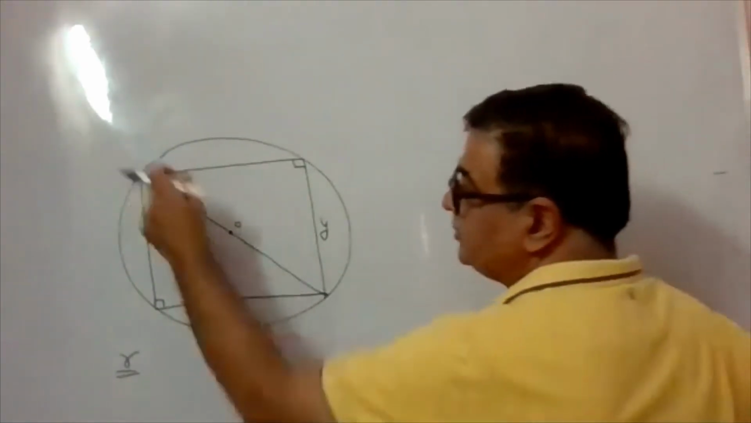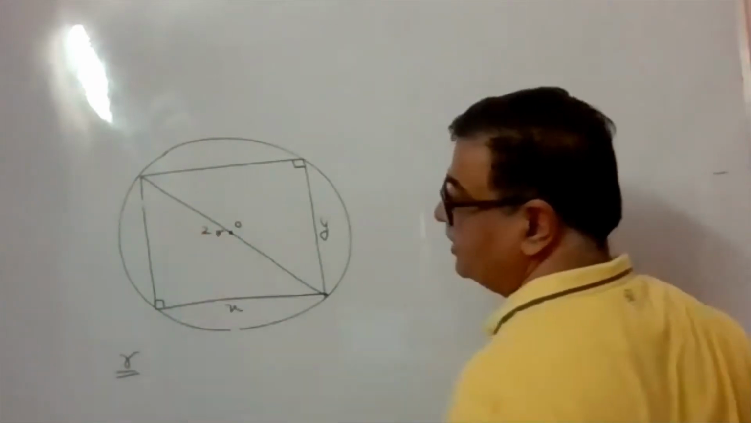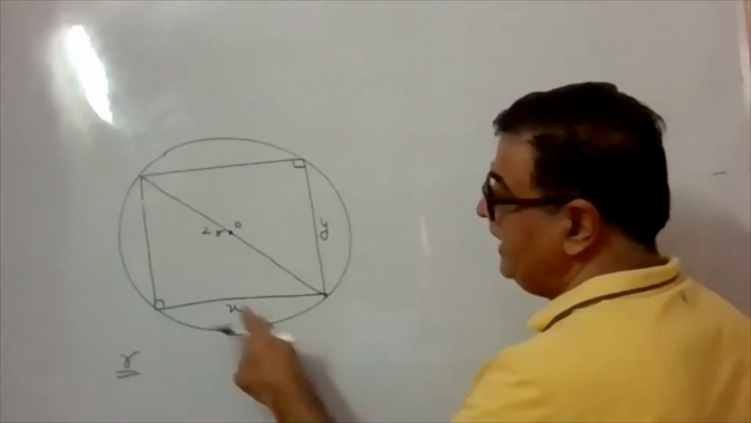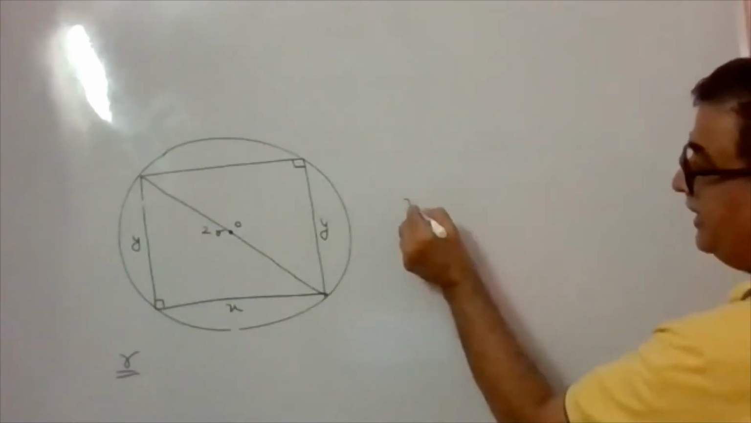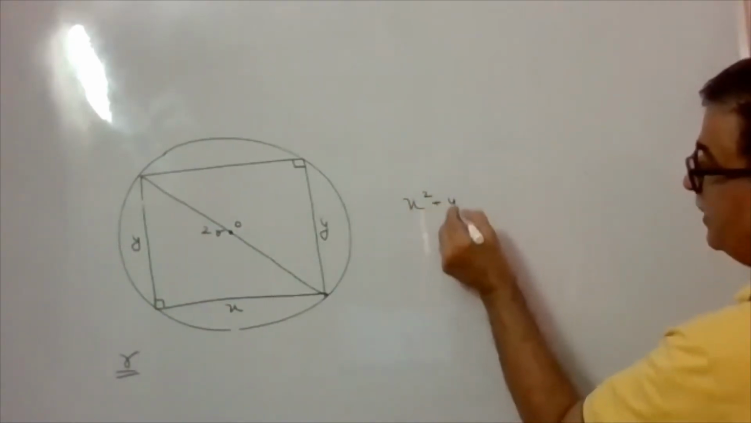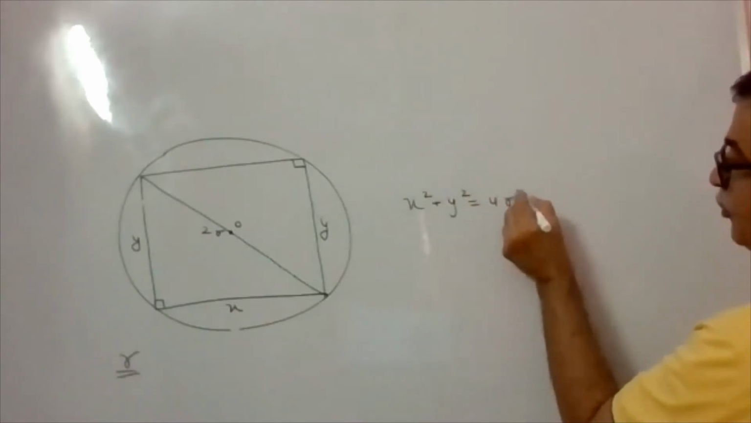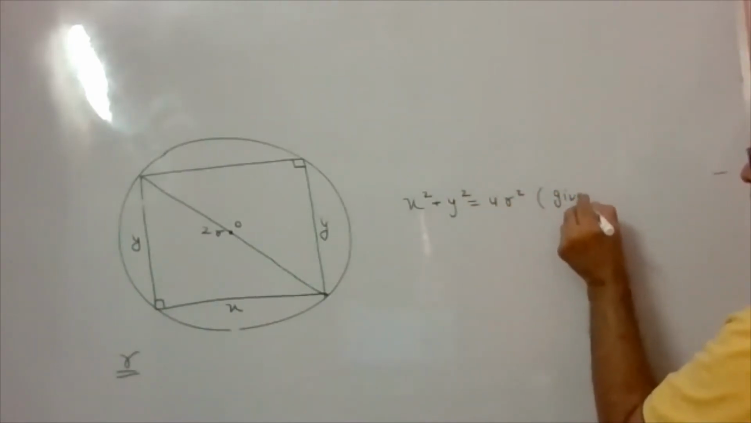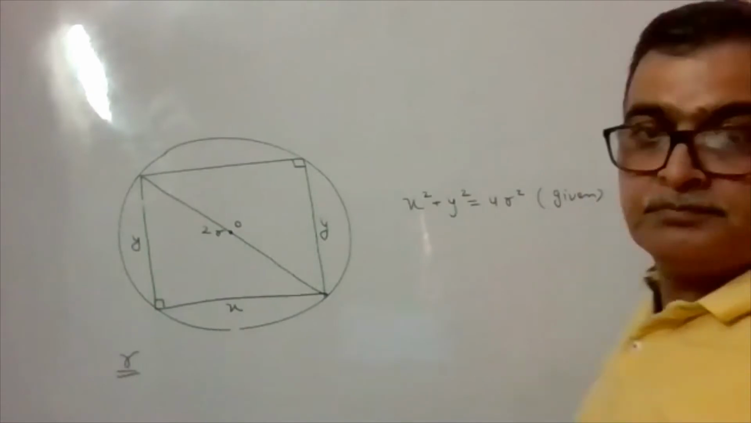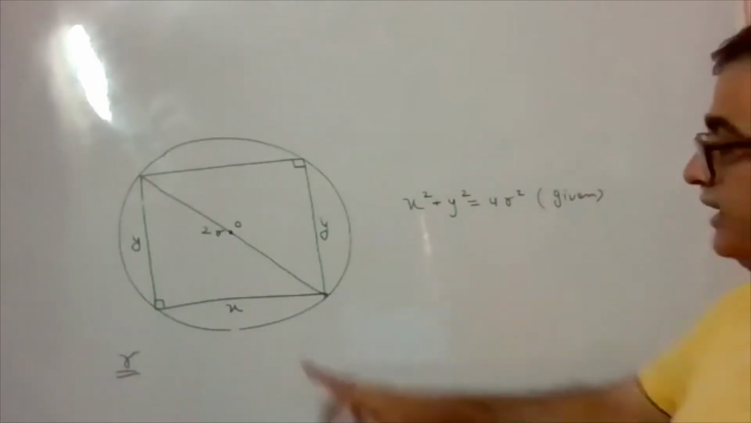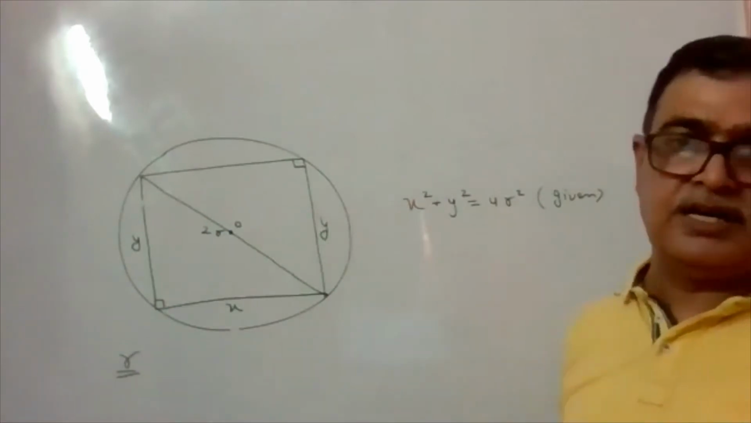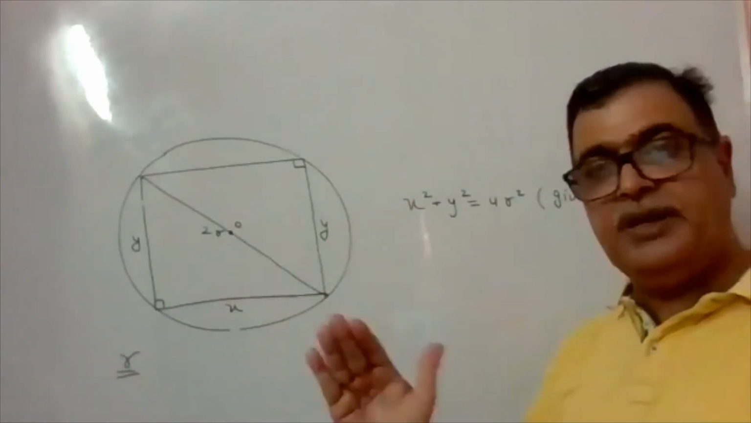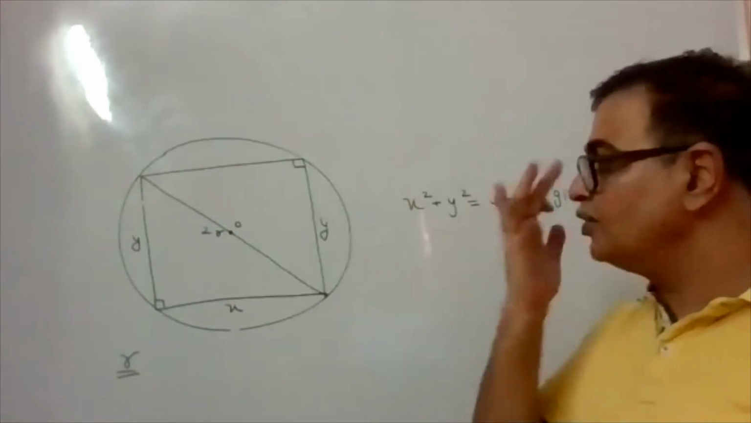And what is the length of this? That will be 2r. This is x, this is y, this will be 2r. So my given case will be x square plus y square equals 4r square. ये आपका given case. So you have x square plus y square is 4r square as the given case for us. r हमारा constant है, इसमें x और y को आप vary कर सकते हैं, that we should.